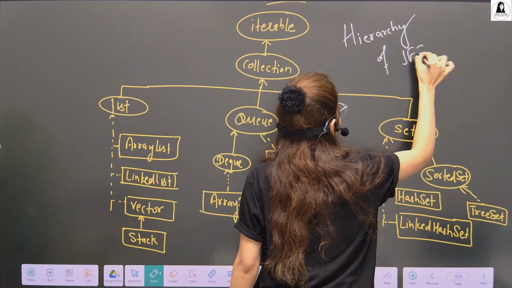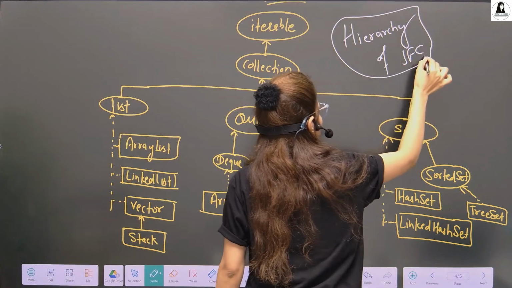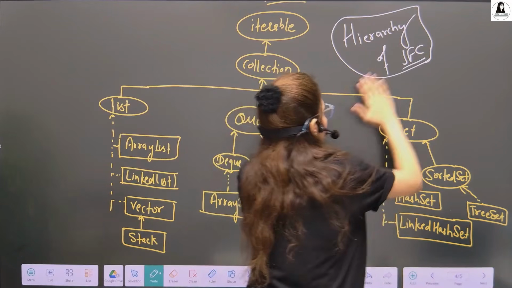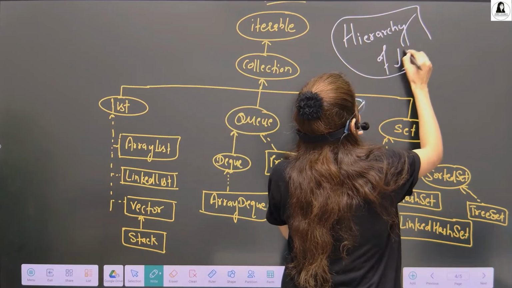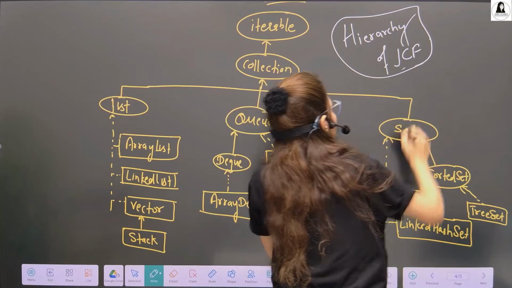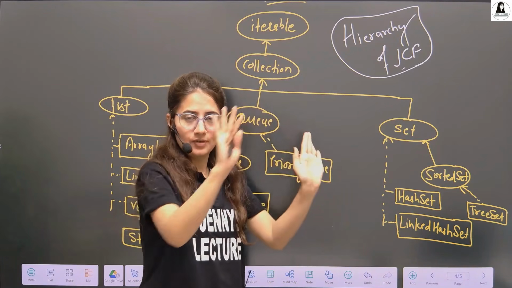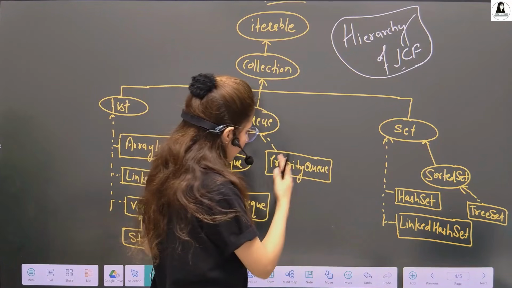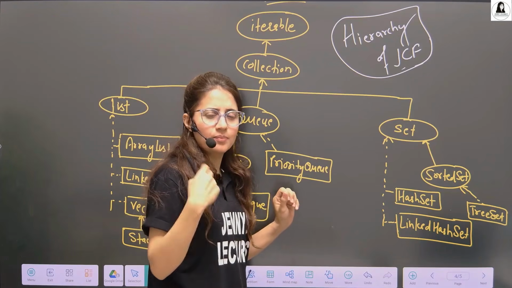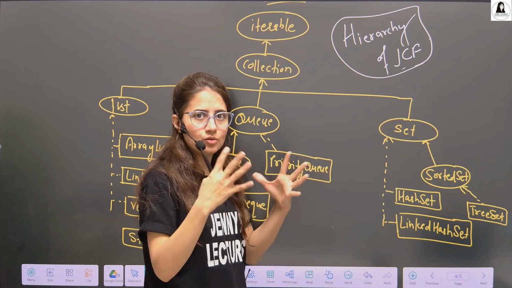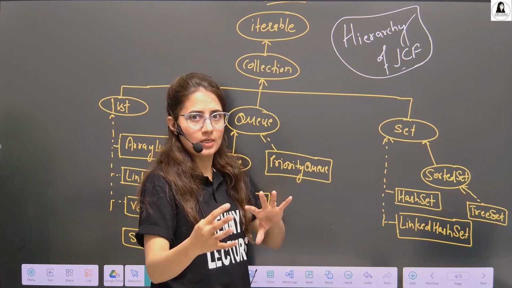So this is basically the hierarchy of the Java collection framework. It is a set of classes and interfaces that are helpful in storing, processing, and organizing data efficiently.